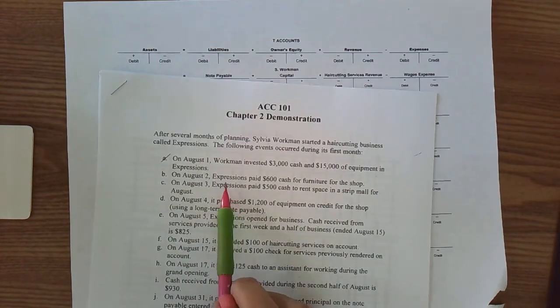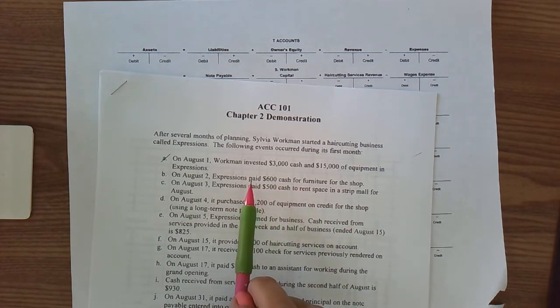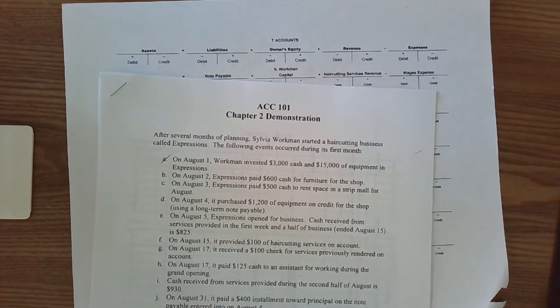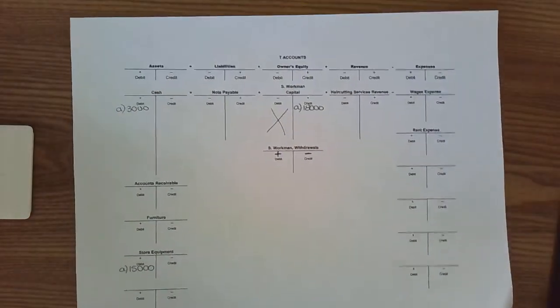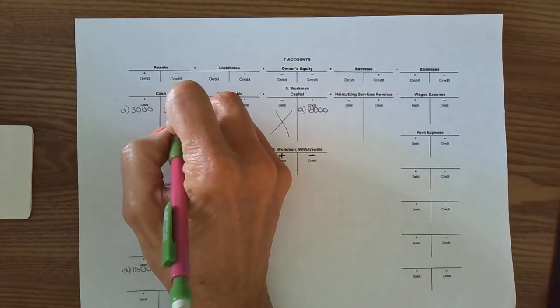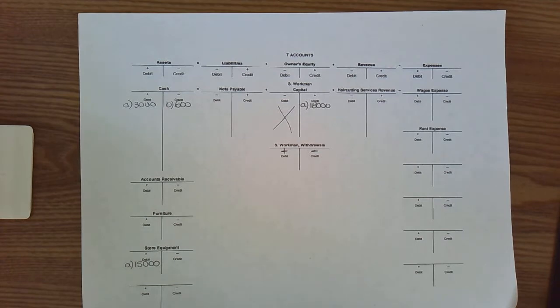For the second one, Expressions paid $600 cash for furniture for the shop. So remember, anything that says paid is going to be a subtraction to cash. So we're going to subtract from cash, put that on our minus side, letter B, and 600.